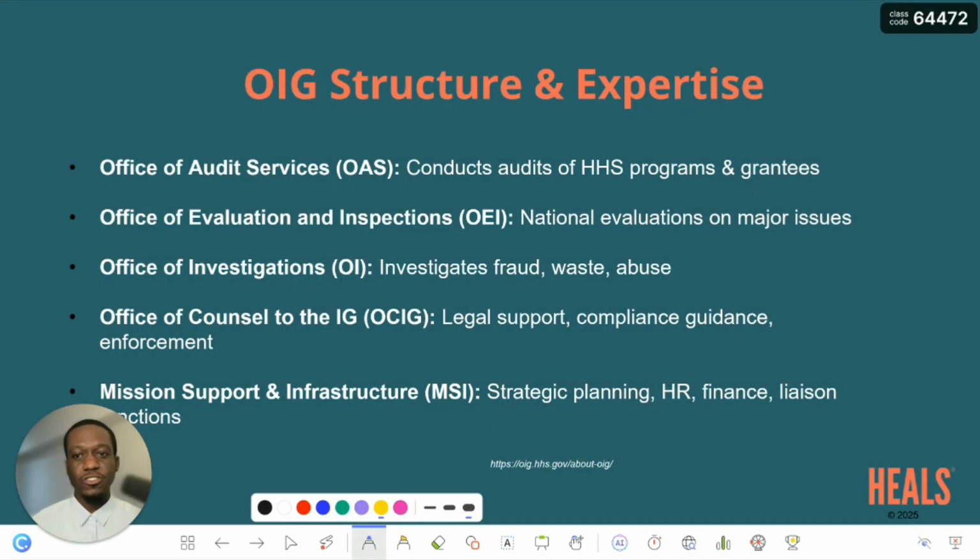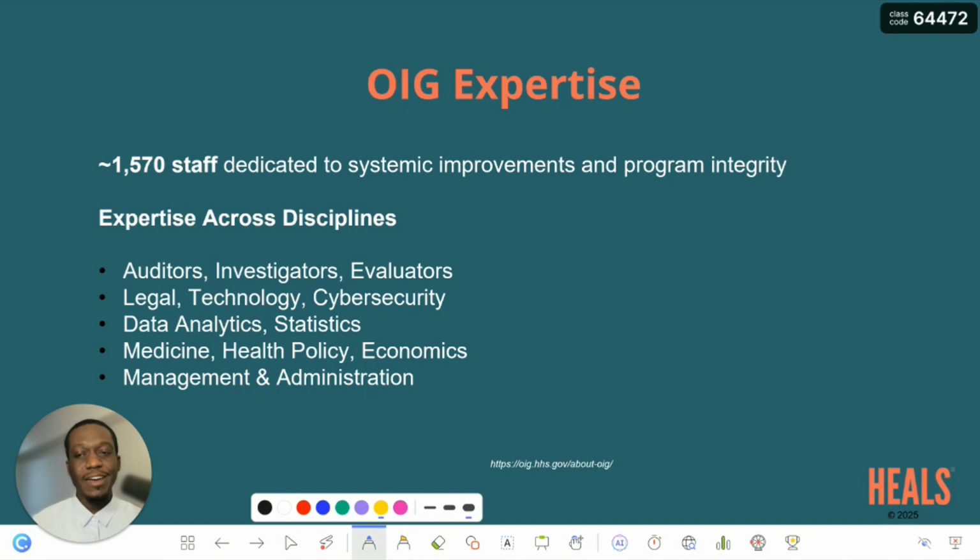The OIG is structured in several offices, and you can see the list from here. There's the Office of Audit Services that conducts audits on HHS programs and grantees, the Office of Evaluation and Inspections, which does national evaluations on major issues, and you will see that in the resources that OIG produces in the Medicare Advantage space. There is the Office of Investigations that investigates fraud, waste, and abuse. There's the Office of the Counsel of the OIG, which provides legal support, compliance guidance, and also enforcement actions. And the Mission Support Infrastructure that provides the strategic planning, HR, financing, and other activities that the OIG depends on to do their work.